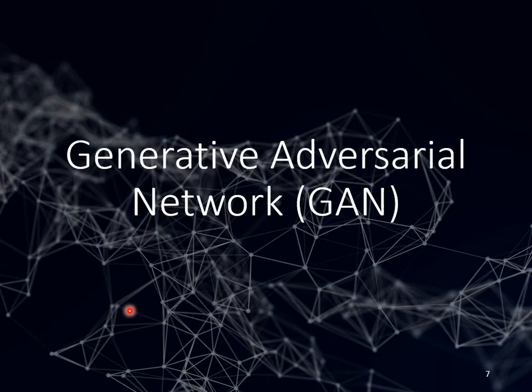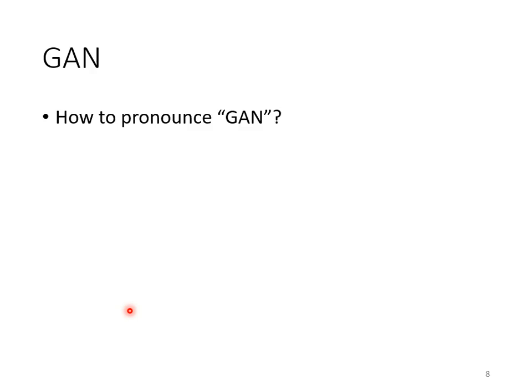One of the well-known generative models is the Generative Adversarial Network. Its abbreviation is GAN. In this class, we will focus on the Generative Adversarial Network. Before we discuss the Generative Adversarial Network, we have a very important problem. How do you pronounce GAN? This is how Mr. Google pronounces it. Gan gan gan.